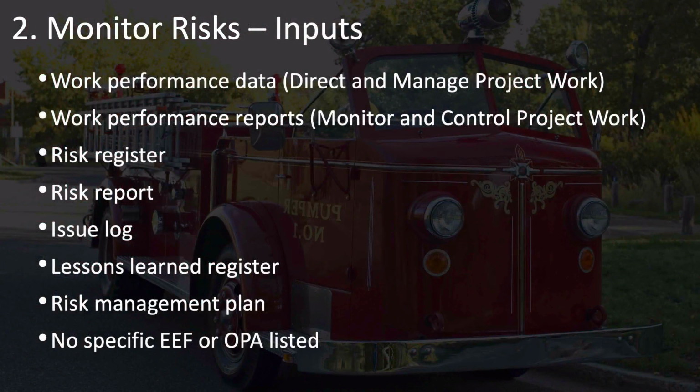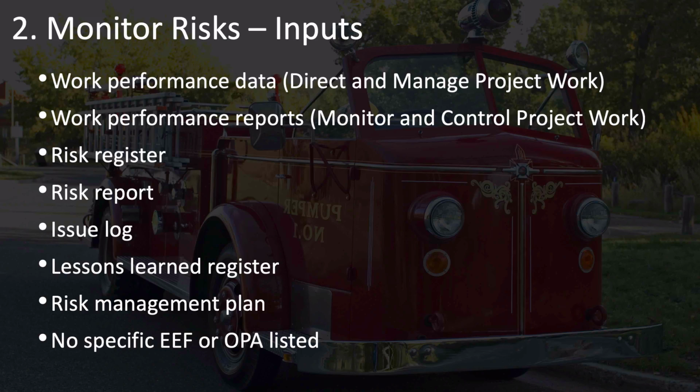And what are the inputs that you need in order to monitor risks? Well, starting at the top, we have work performance data that comes from the direct and manage project work process, as well as work performance reports that come from the monitor and control project work process. The information from your work performance data and your work performance reports is used to compare to your risk register and risk report.